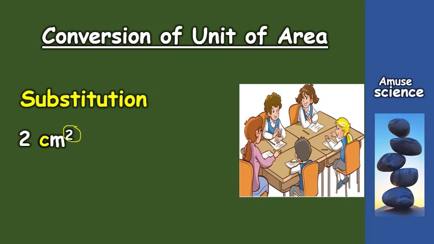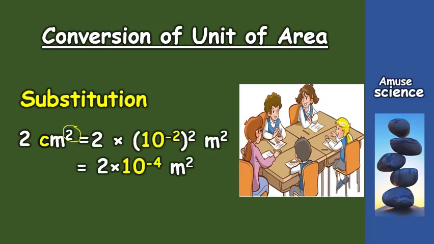And so 2 centimeters squared, converting it to meter squared, we are going to get 2 times 10 exponent minus 2 meter squared. And you understand that the value of centi is 10 exponent minus 2. And because we are dealing with area, we have to square the value. And so applying indices here, we are going to get 2 times 10 exponent minus 4 squared meters. And by this, we have converted from 2 centimeters squared to meter squared.